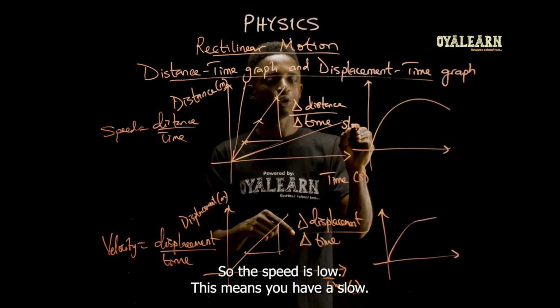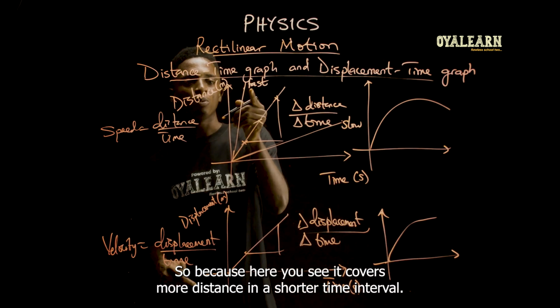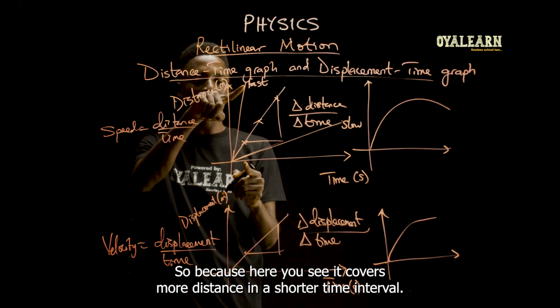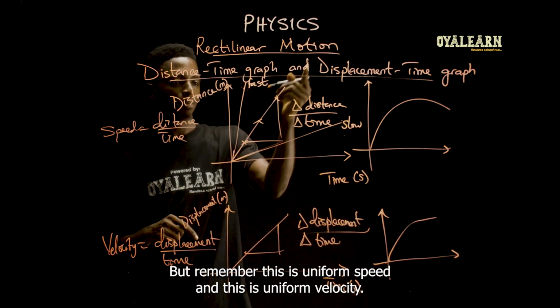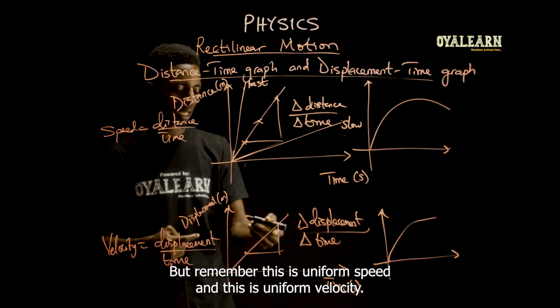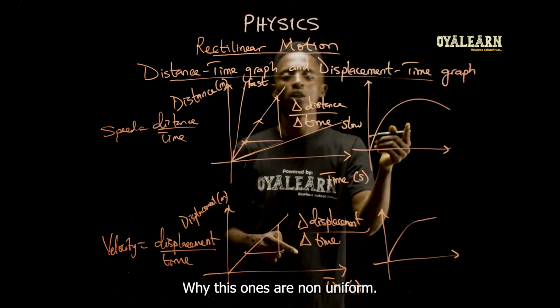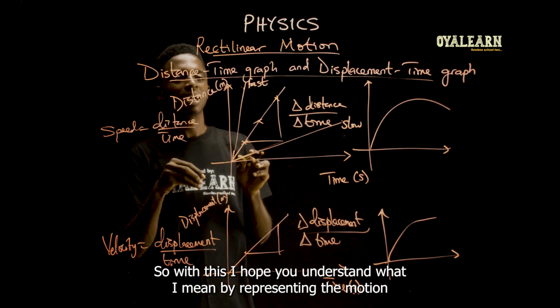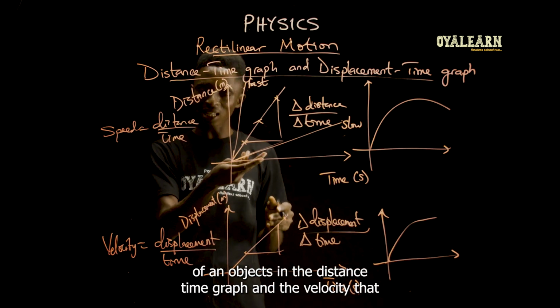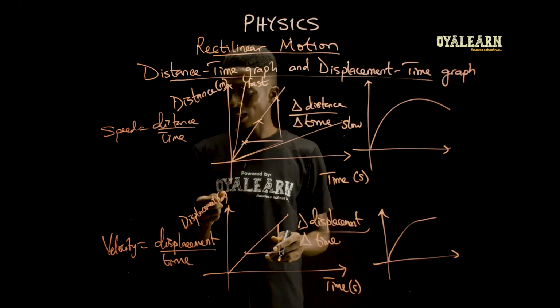This means you have slow. This means you have fast. Okay, because here you see it covers more distance in a short time interval. So fast speed, slow speed. But remember, this is uniform speed and this is uniform velocity, while these ones are non-uniform. So with this, I hope you understand what we mean by representing the motion of an object in the distance time graph and the velocity time graph.